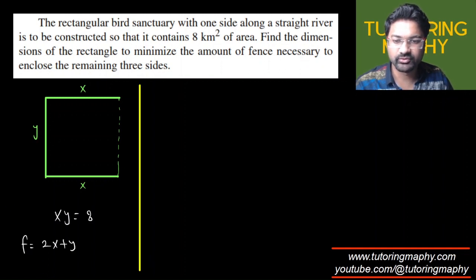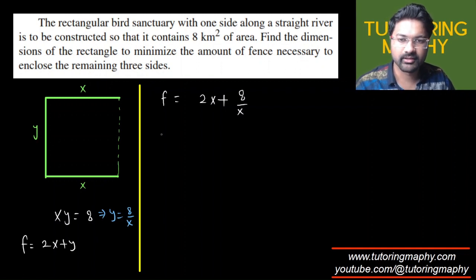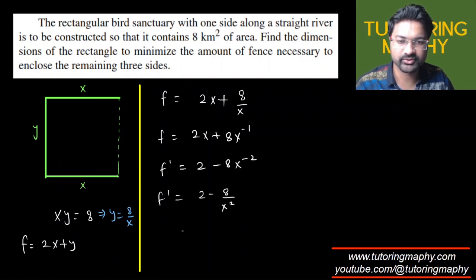So all we have to do is, of course, replace y in terms of x or x in terms of y. I would like to replace y. So it will become 2x plus, from here y is equal to 8 over x. So it will become 8 over x. So the function can be written as 2x plus 8x raised to minus 1. So f prime will be 2 minus 8x raised to minus 2. So f prime will be 2 minus 8 over x squared.